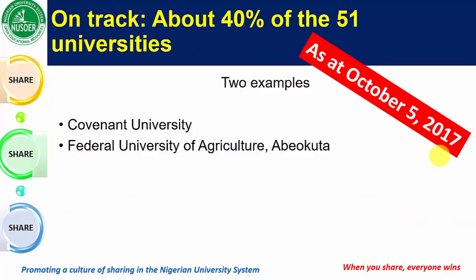Now, when we looked at all that have been submitted so far for the Nigerian University System Open Educational Resources, we're happy to announce that about 40% of the 51 universities are largely on track with regard to developing fairly good quality OER. And I will give you two examples: Covenant University and Federal University of Agriculture, Abeokuta, as of today, October 5. This must have improved, I'm sure, but these are some examples we'd like to give. Note again that they are examples. There are many more universities, about 40%, that are compliant with this model. So let's look at Covenant and let's quickly look at Federal University of Agriculture, Abeokuta.